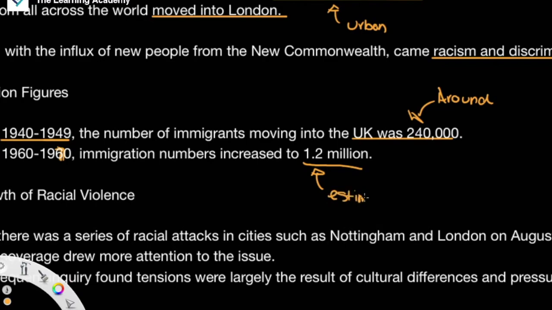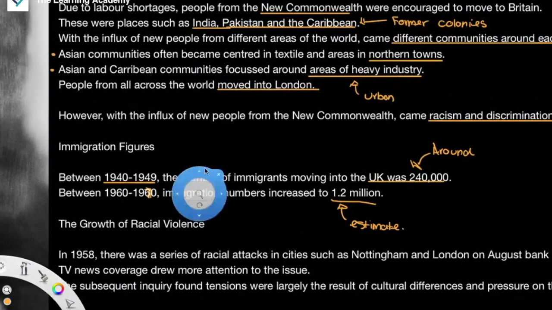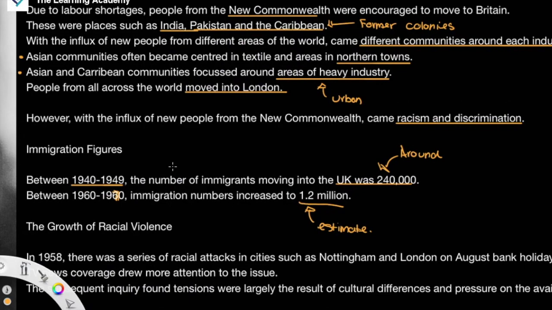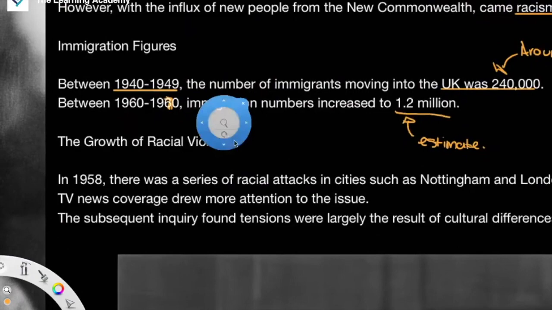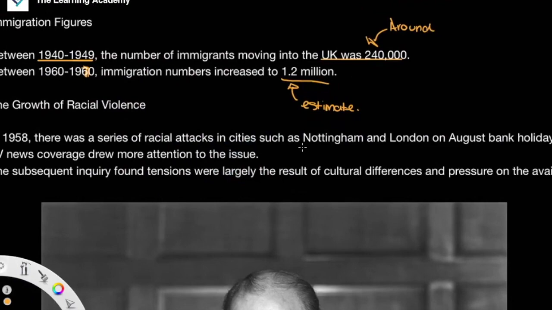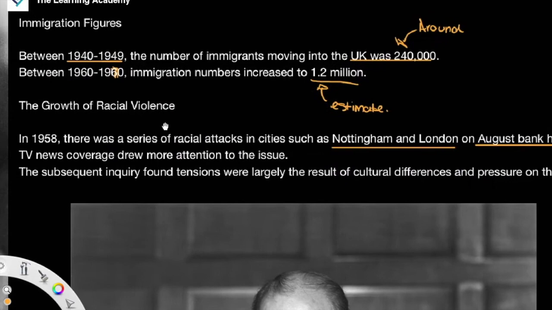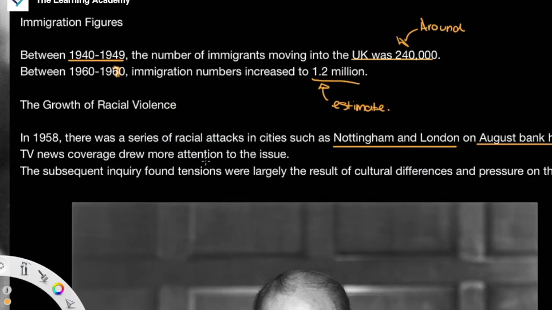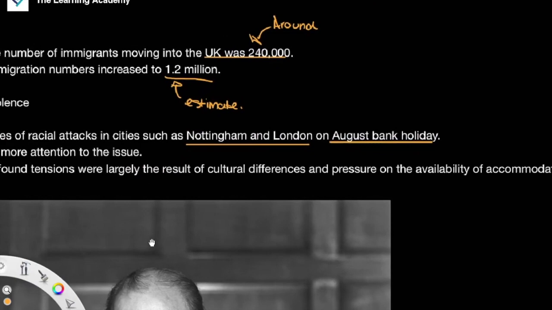Obviously this influx in immigration and new people from different cultures led to shifts in cultural characteristics in society, and so we have a growth of racism and discrimination, which then leads to racial violence. In 1958, there was a series of racial attacks in cities such as Nottingham and London, on August Bank Holiday. This was just one of the attacks that were race related. TV news coverage drew more attention to this issue, and a subsequent inquiry found that the tensions were generally the result of cultural differences and the pressure on the availability of accommodation.